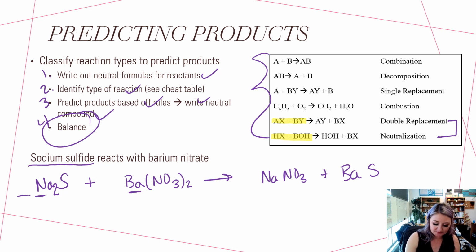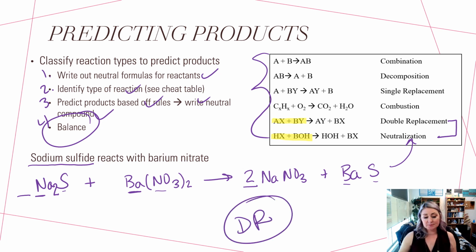2 sodiums. I can make this 2 and have 2 sodiums. 1 sulfur here, 1 sulfur here, 1 barium, 1 barium, 2 nitrates, and I have 2 nitrates here. So we're balanced. Now, at the very end, I can look and see, did I form water as one of my products? If so, it's a neutralization reaction. I did not produce a water. So this is a double replacement reaction.